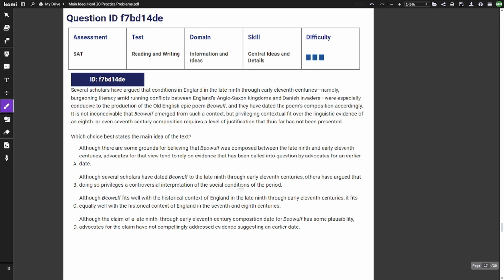Question number 17. Once again, feel free to pause and read. Alright, so here the question is asking us to find the main idea. So first things first, let's summarize our text. Here it says that scholars have argued that certain conditions in England in the 9th through 11th centuries give pretty good reason and evidence that this poem was written during that time period. Then it goes on to say that these other scholars are thinking that, hey look, you give a pretty good reason, alright? Like, it does make sense that the poem could have been written back then.